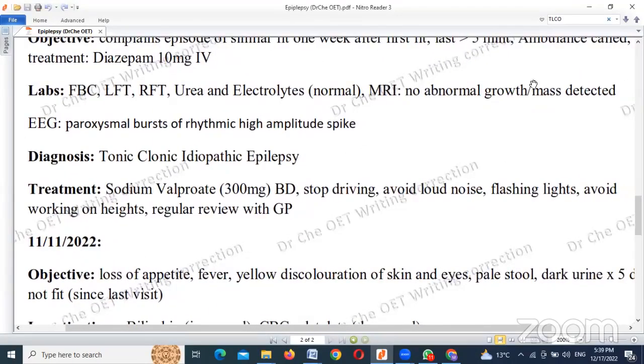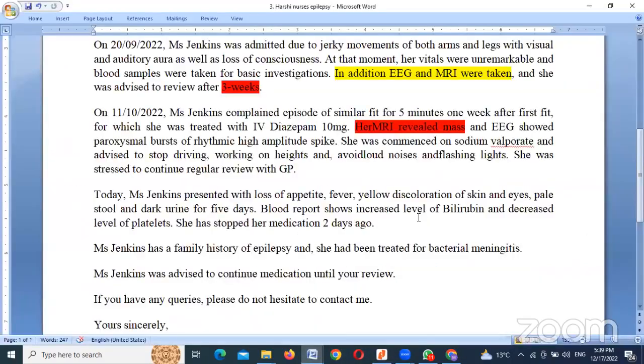No, as I was using a slash here between abnormal growth or mass detected, this "no" is for both of them. No abnormal growth or mass detected. So this "no" is for both of them. Okay, so you have written some wrong information, Miss Harsh. An EEG showed paroxysmal bursts of rhythmic high amplitude spikes. She was commenced on sodium valproate. You need to mention the dose. The frequency is very important because we are talking about side effects.